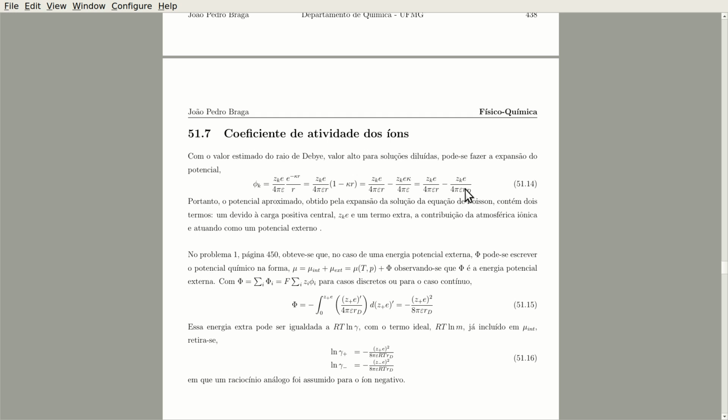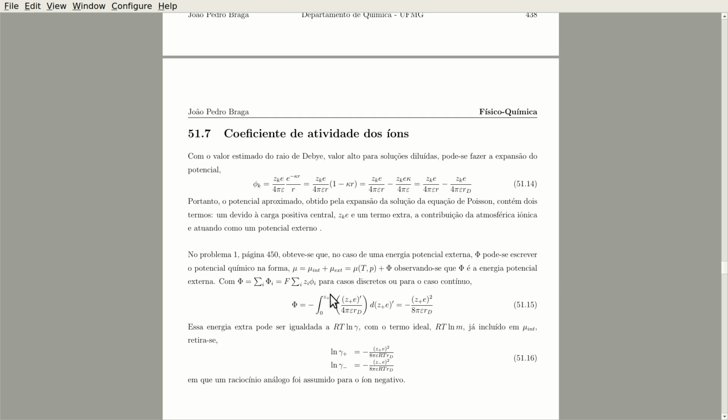Now, from chemical potential theory, we know that the whole chemical potential is an internal one and an external one. And this potential here acts like an external potential. Therefore, it's like an extra energy, an excess energy, and you can make it equal to the Gibbs excess energy, which is RT log of gamma. But this is for one charge.